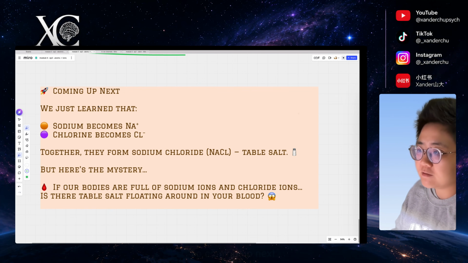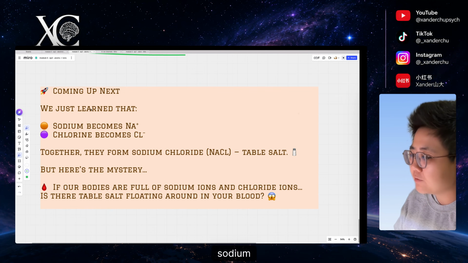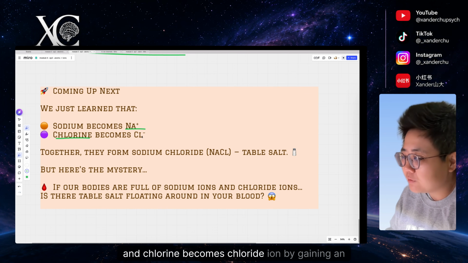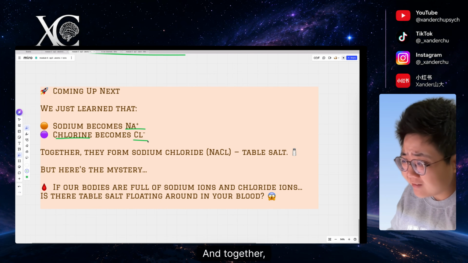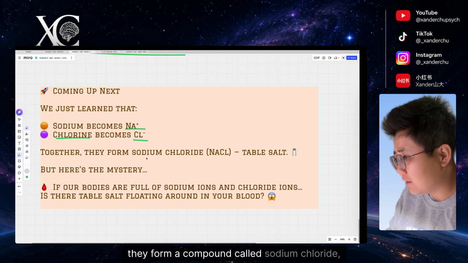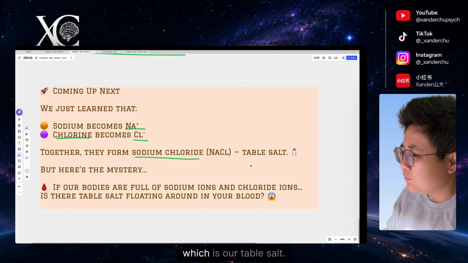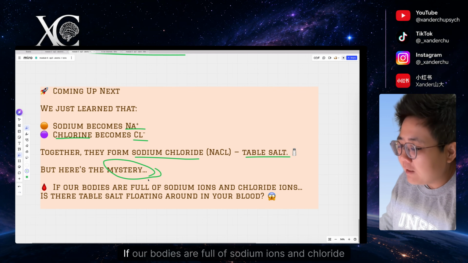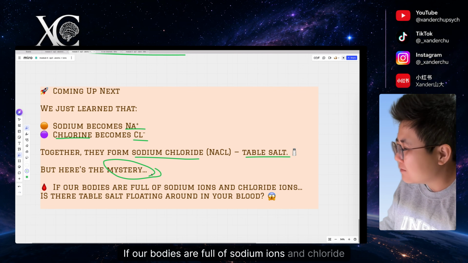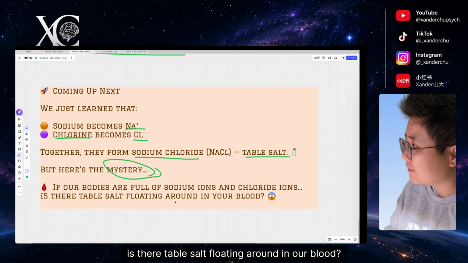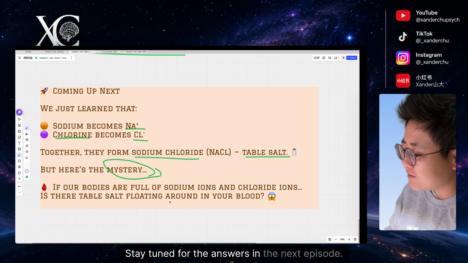So coming up next, we just learned that the sodium atom becomes a sodium ion by losing an electron, and chlorine becomes a chloride ion by gaining an electron, and together, through the ionic bond, they form a compound called sodium chloride, which is our table salt. But here is a mystery. If our bodies are full of sodium ions and chloride ions, is there table salt floating around in our blood? Stay tuned for the answers in the next episode.